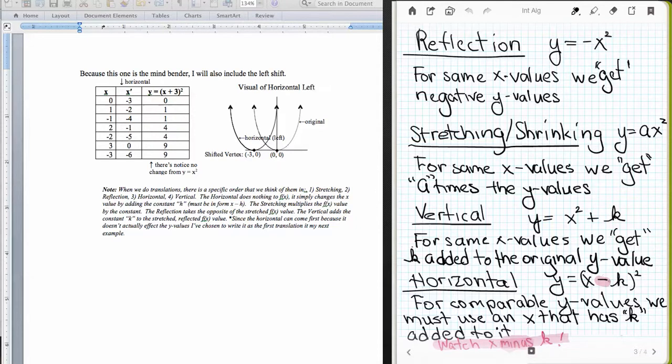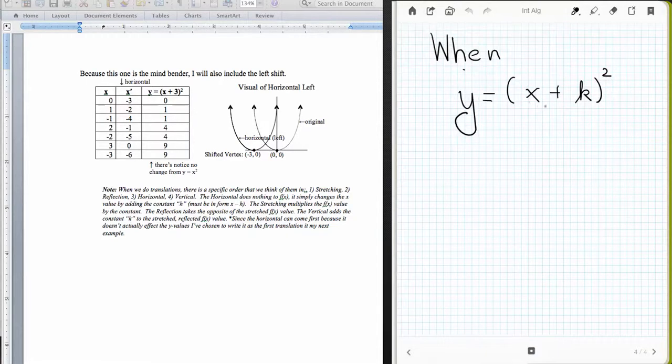And it's very important that this reads as minus k, quantity squared, because for comparable y values we must use an x that has k added to it when it's minus, but only when it's minus. So now what I want to talk about is what happens when it's y equals x plus k, and that's what you're seeing here. So here's our comparable, right? Our 0, 1, 2, 1, 2s, and 3s, positives and negatives, and here's our comparable, or our original y values.